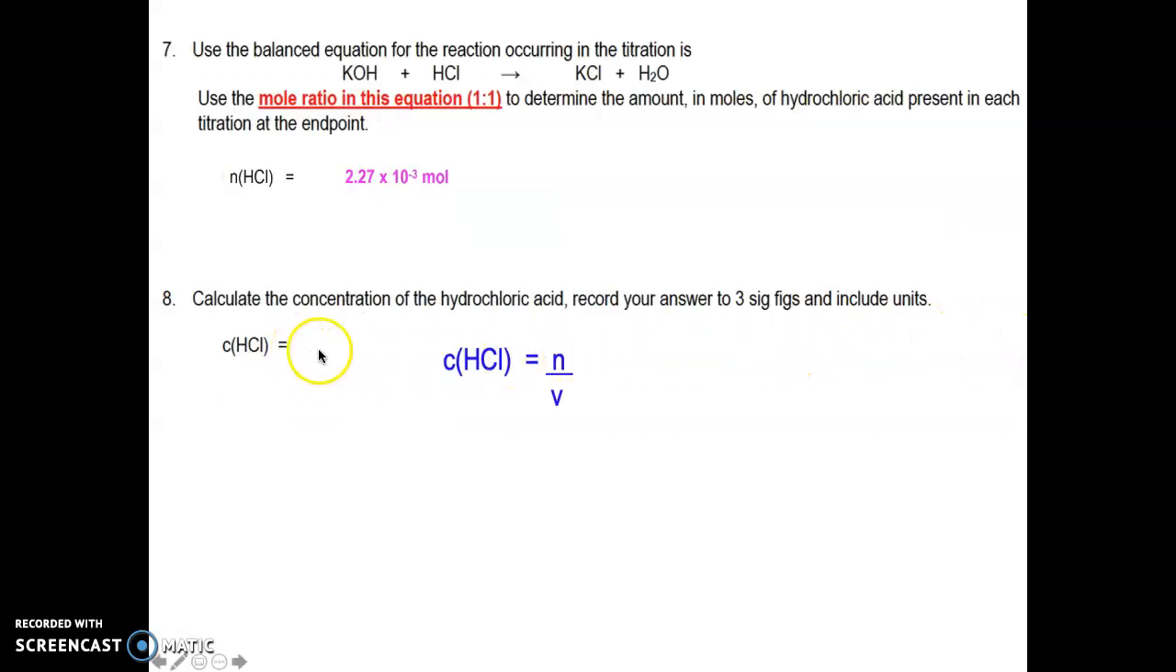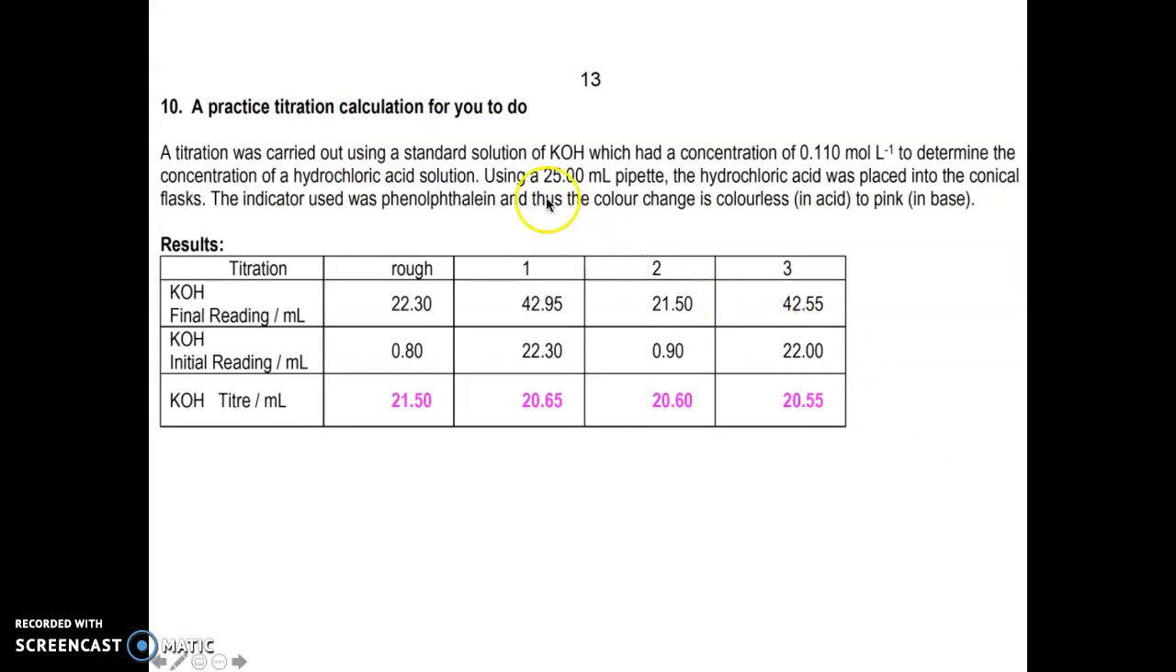And then you're into the last calculation on this worksheet. It's numbered 8. And they're asking us now to calculate the concentration of the hydrochloric acid. To do that, you've got the amount, and where you'll find it perhaps slightly tricky is they don't tell you the volume of the hydrochloric acid. If you go back to the very beginning of the worksheet at the very top, it tells you they used a 25 mL pipette with the hydrochloric acid. So the volume for the hydrochloric acid is 25 mL.